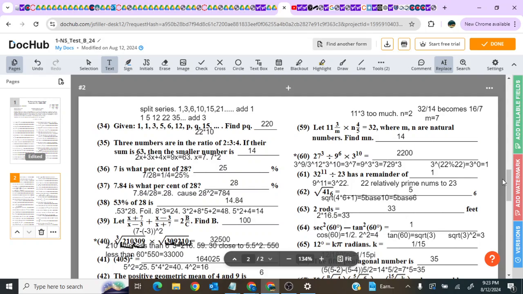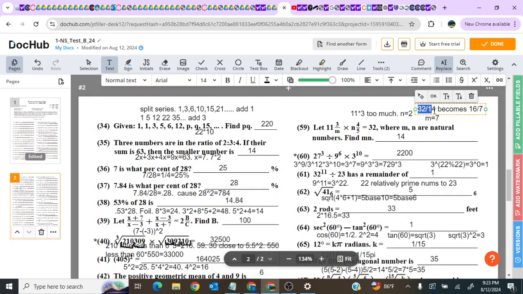59, let 11 3 over m times n, 4 over 5 equals 32 be what? And find m times n. Well, n equals 3 will get you a number too high for that, so n is equal to 2. Then you convert this into an improper fraction. 2 times 5 plus 4 is 14 over 5. 32 divided by that number. You only really have to care about the denominator. 32 divided by 14 becomes 16 over 7. So your denominator over here is going to be 7. So 2 times 7 is 14.